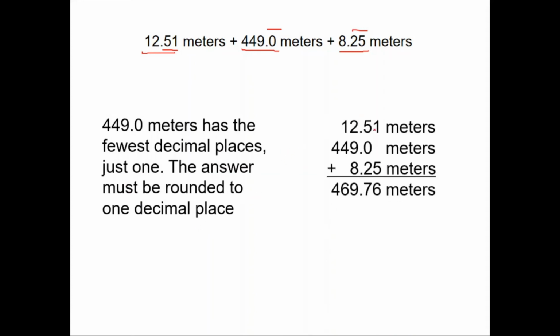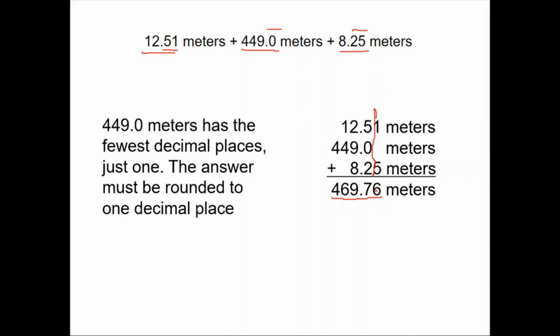Let's write all of them like this: 12.51, 449.0, 8.25. So if we sum them up, now here we have 2 decimal places, 1 decimal place, 2 decimal places. We should round it to only 1 decimal place, okay? After that, we should have only 1 digit after the decimal. And now, as you see, after summation, we have 2 decimal places.